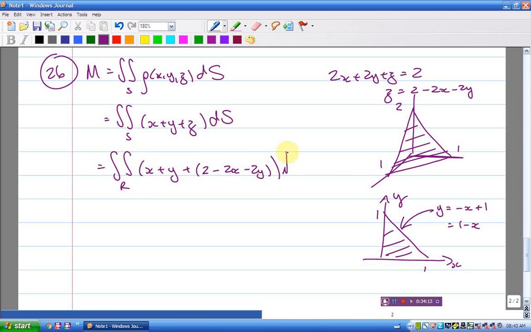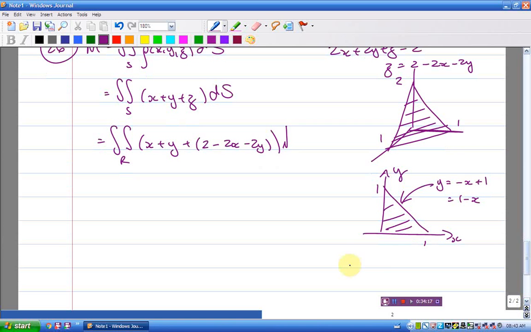So I need to replace z, which means I need to make z the subject of my equation. I want to turn dS into dA, so I'm going to need to work out my x derivative and my y derivative. My zx derivative is minus 2, my zy derivative is minus 2, so it's 1 plus 4 plus 4. Yay, just a constant. 1 plus 4 plus 4 is 9. I'm square rooting it, that's 3. I'm going to pull the 3 all the way out of the integral.